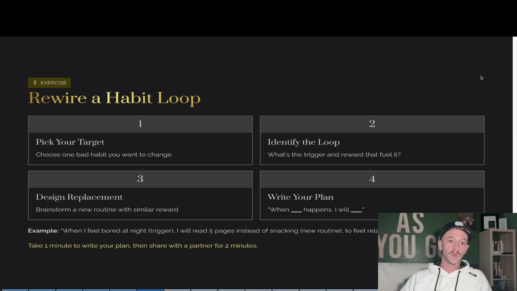An example of this would be: when I feel bored at night, which is a trigger, I will read 5 pages instead of snacking, the new routine, to feel relaxed, the reward. So take one minute to write this down and share with a friend or a partner. If you're watching this, just pause and then replay the video when you're done.